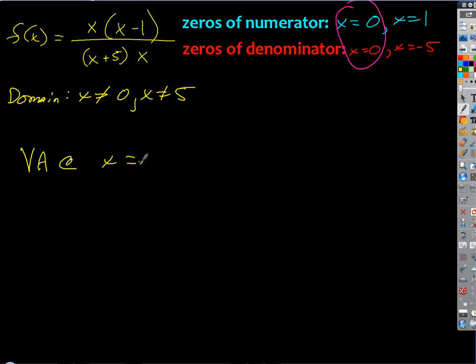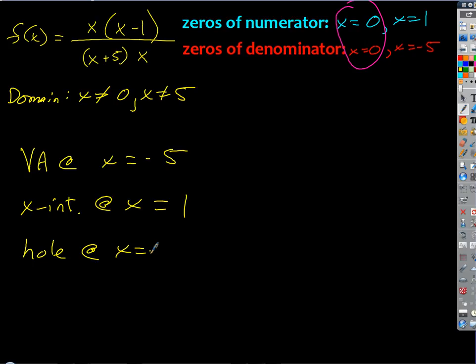At x equals what? -5. -5, good. Because that's a 0 of the bottom only, not the top, right? Good. Okay, we get an x-intercept at where? 1, because that's a 0 of the top only, right? And what about a hole? At where? 0. And why is that? Because it's a 0 top and bottom, right?